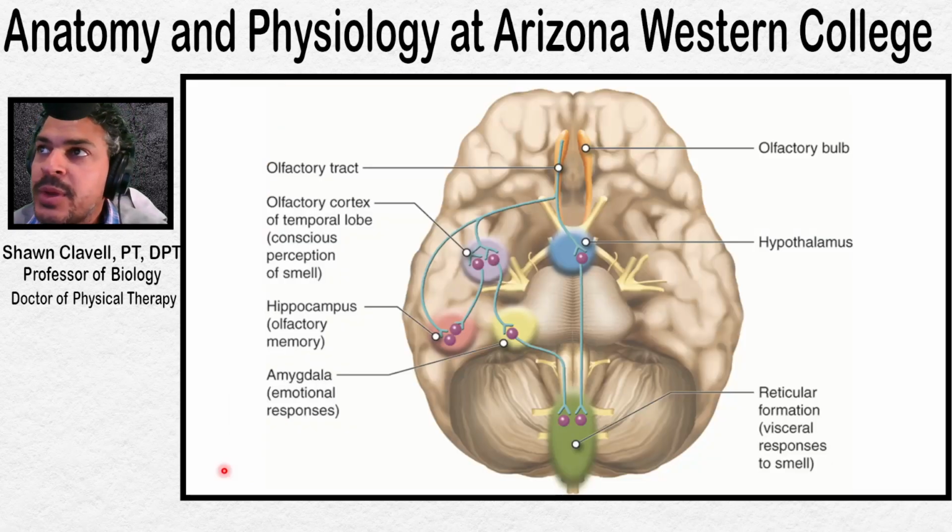And so the pathway is that of the first cranial nerve. From the olfactory nerves to the olfactory bulb, some of them will move to the hypothalamus and to the brainstem. Others will move towards the olfactory cortex, located in the temporal lobe, as well as the hippocampus and amygdala for their memory and emotional responses.